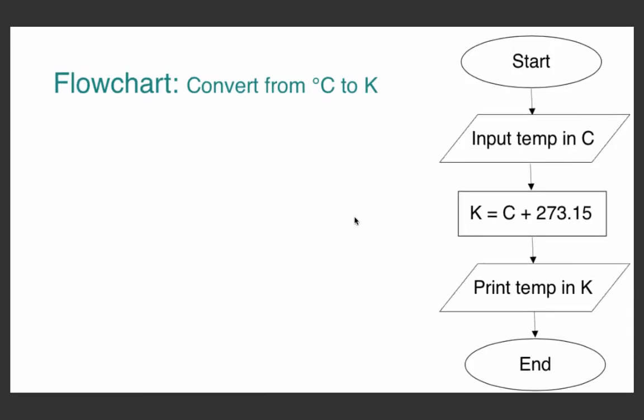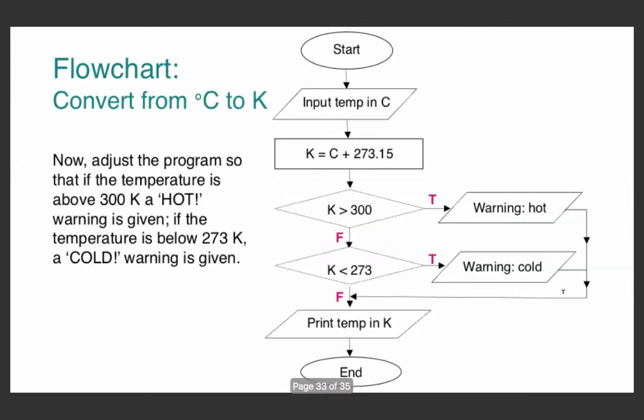So for example, a flowchart for our Celsius to Kelvin conversion could look something like this. We have a start, we have an end, and then the first thing we do is input temp in degrees Celsius. Then we calculate the Kelvin temperature from the Celsius, then we print temp in Kelvin.